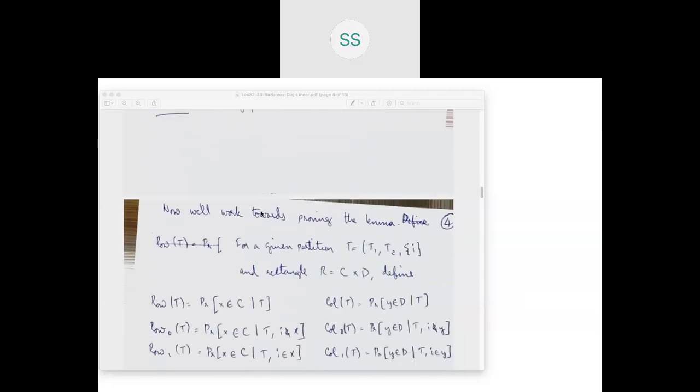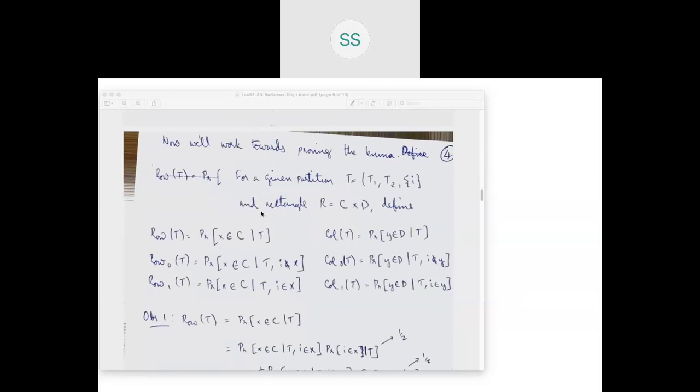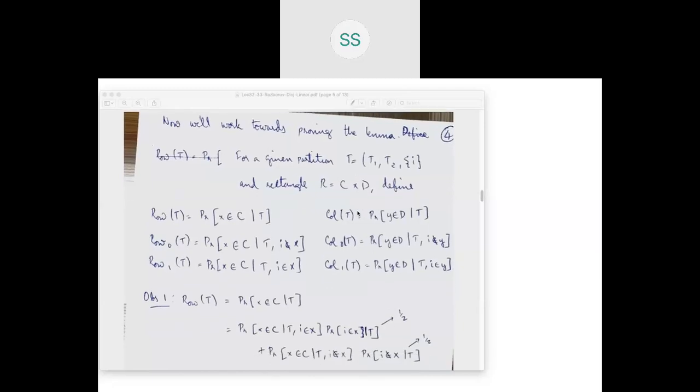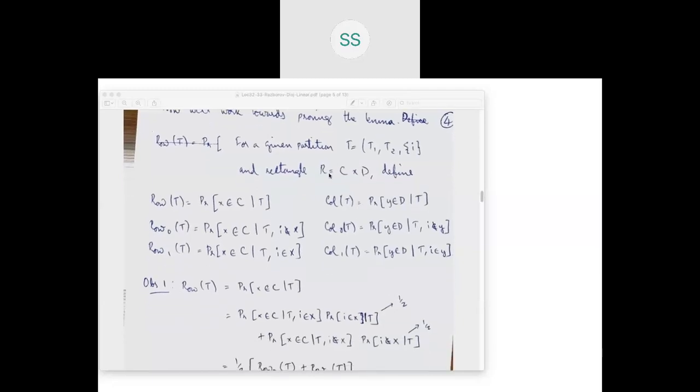Okay, so now we will work towards the proof of the lemma. Let's say that we are given a partition T and a rectangle C cross D. So R is equal to C cross D. Now we define row T to be the probability that X is in C given that we are in the partition T. Row 0 of T is the probability that X is a member of C, given that the partition is T and that I is not in X. So row 0 means I is not in X, and row 1 means I is in X.